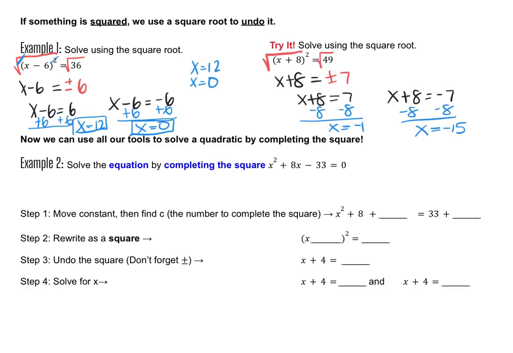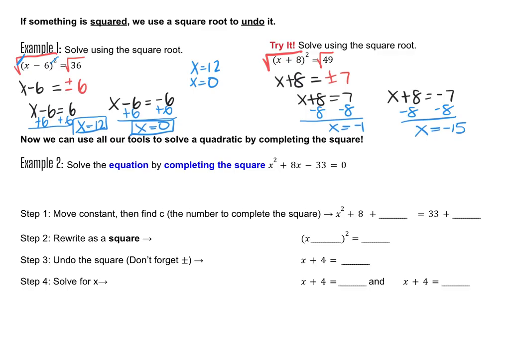So in my try it, when I try to solve using the square root, I end up with x equals negative 1 and x equals negative 15. So in this video, I want to cover how we can use solving equations to complete the square by combining all of the steps: by finding the c value to complete the square, by rewriting the perfect square trinomial as a squared binomial, factoring it, and then undoing the squaring by solving using the square root.